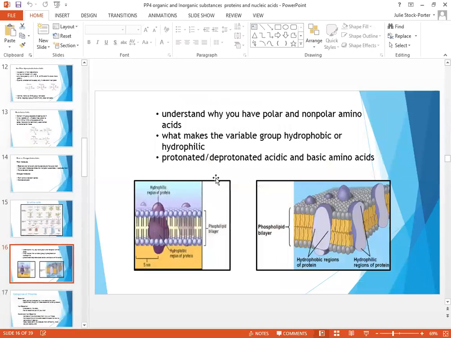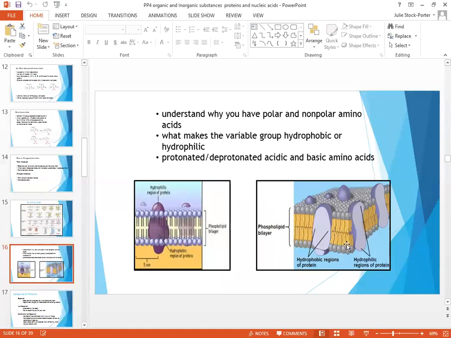Understand why you have polar and non-polar amino acids. What makes the variable group hydrophobic or hydrophilic, protonated, deprotonated, acidic, and basic amino acids. And why do we have to understand it? Again, it's just a repeat of what I've been saying. It just tells us how it's going to behave.